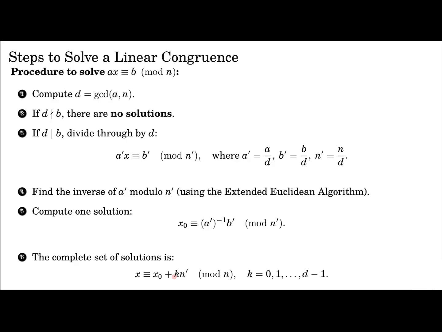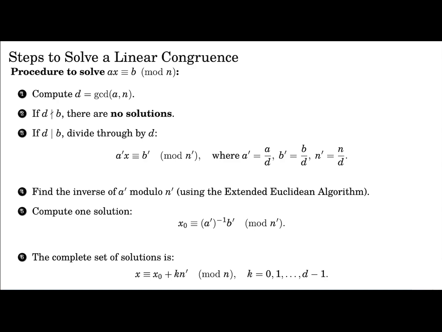As a recap, to solve something like this, you find the GCD between a and n. If that GCD does not divide b, you're done. There are no solutions. If it does divide b, you divide the whole equation by d. You will get an equation like this, which is solvable by inverting a prime. That will give you one solution. Then all your solutions are going to be of the form that one solution plus k times n prime, where k goes from 0 to d minus 1. So you'll have d solutions.